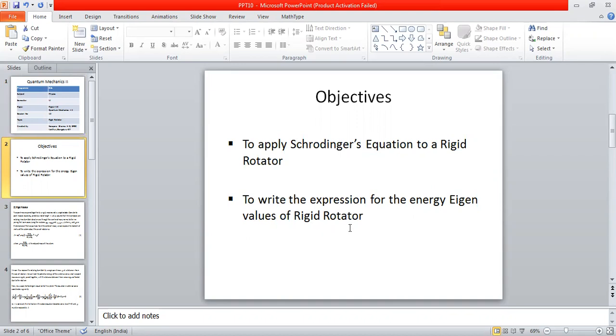So, the aim of our discussion is to apply Schrodinger's equation to a rigid rotator and to see how we can simplify those equations. Although we are not solving the equations completely, we are going to write down the expression for the energy eigenvalues of the rigid rotator. So these are the objectives of this particular session.